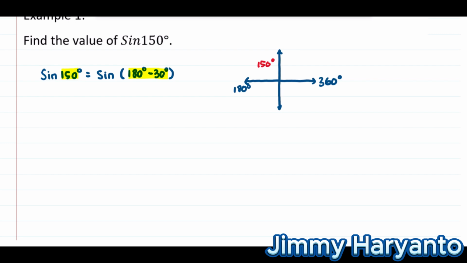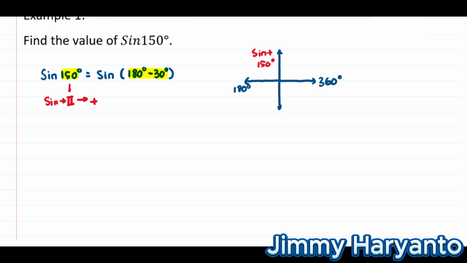Next, we will consider the sign of the value. The question says sine 150 degrees. 150 degrees is in the second quadrant, right? In the second quadrant, the value of sine will be positive. You still remember? The first quadrant will be all positive. The second quadrant will be sine positive. Only sine has positive value.